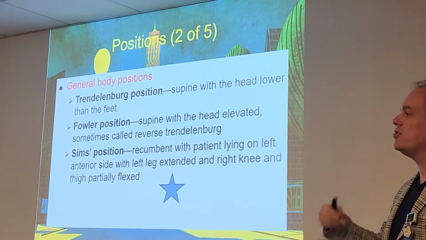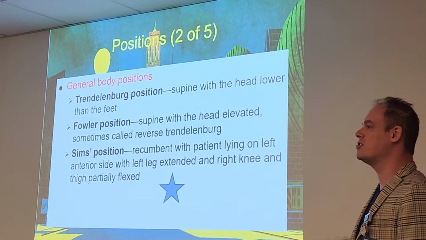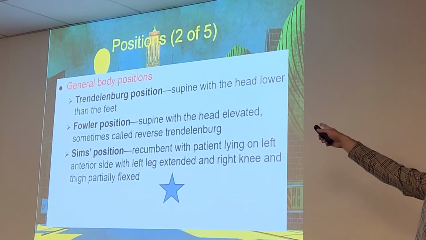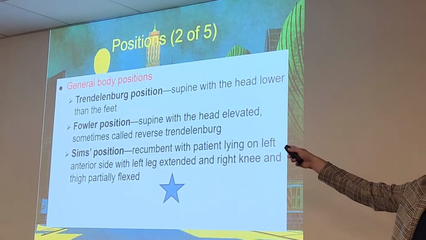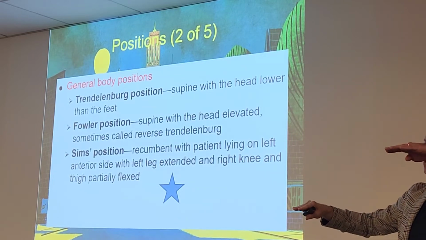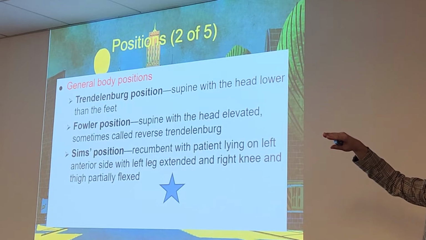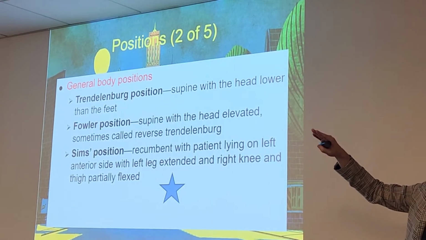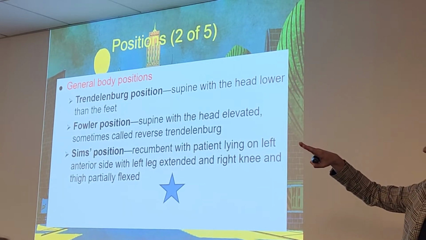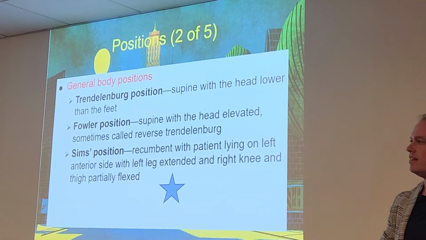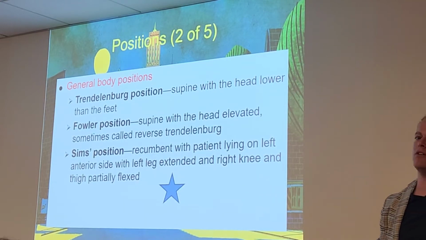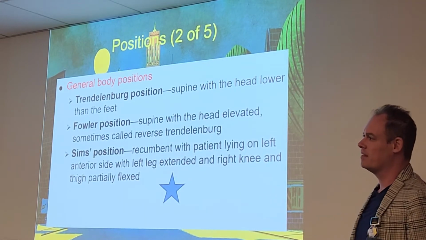Trendelenburg. These are more general, specific body positions. In Trendelenburg, we're supine with the head lower than the feet. In other words, the table is tilted so the patient's head is low and the feet are high. I've got a picture to show you on the next slide. The opposite of that would be the Fowler's position. We're still supine, but now the head is elevated and the feet are lower. Sometimes that's called a reverse Trendelenburg.